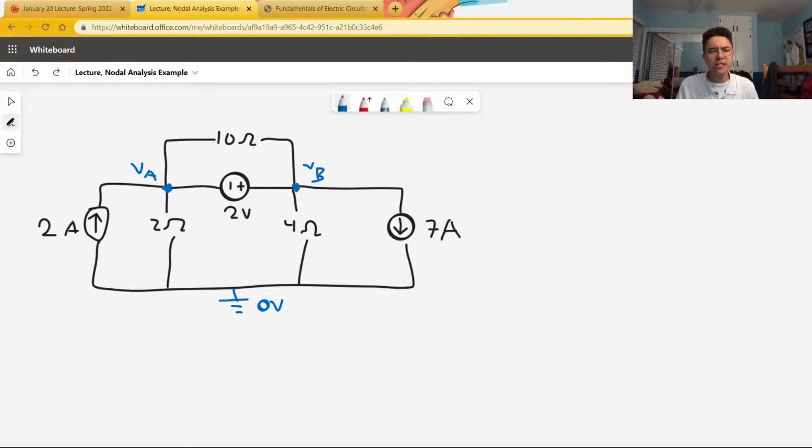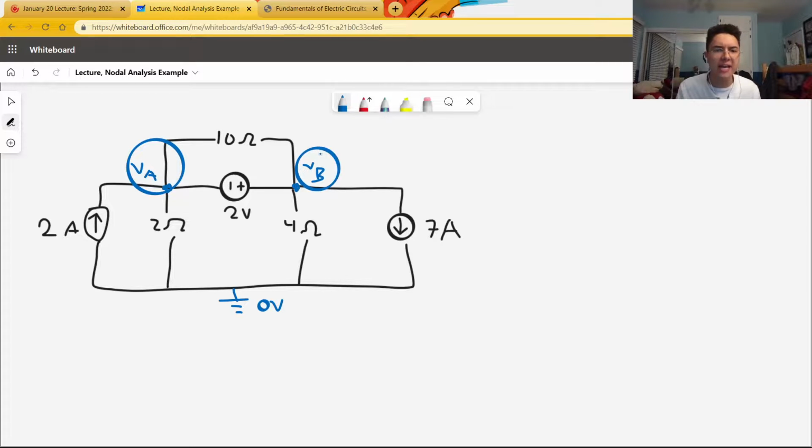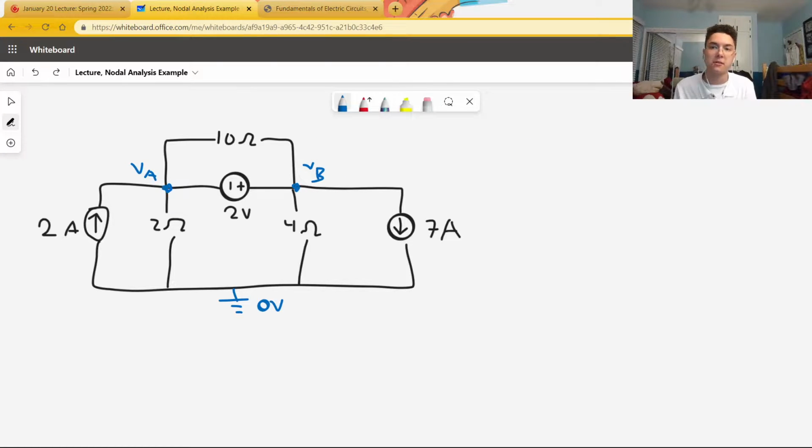Now there's a few interesting things to notice about this circuit that will help us analyze it. First of all, consider the relationship between VA and VB. Pause the video now and see if you can figure out a simple mathematical relationship between VA and VB. VA plus 2V equals VB. What this means is that effectively we only have one voltage unknown, VA or VB, because if we knew VA, we would instantly be able to get VB.